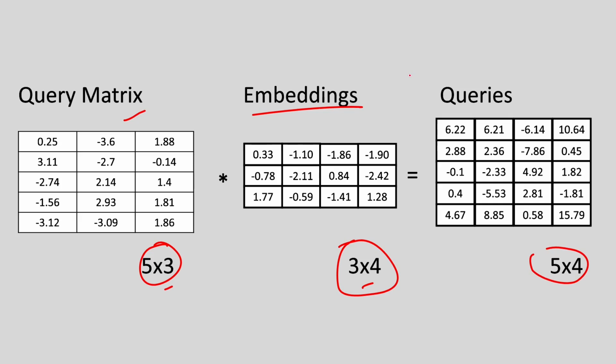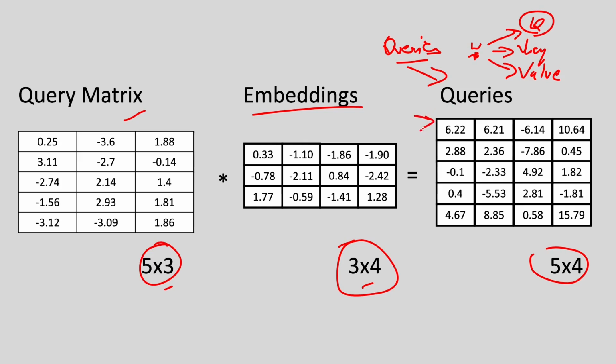And what do you call this? This is not the query matrix, sorry, these are the queries. Remember, a word embedding has three things. Basically, you just take a word, it has a query, it has a key, and it has a value. So now we have got all the queries in one operation, which is just matrix multiplication. How simple that is.